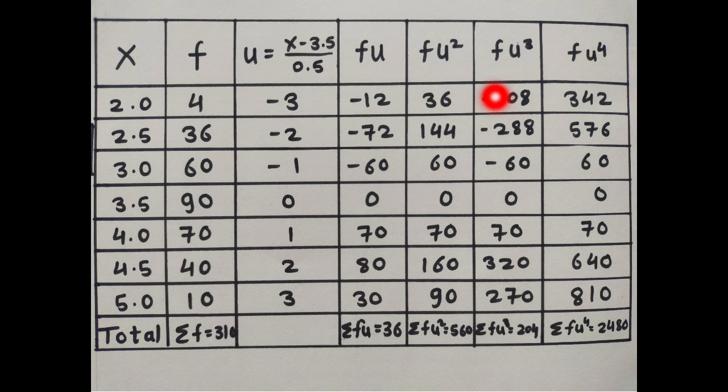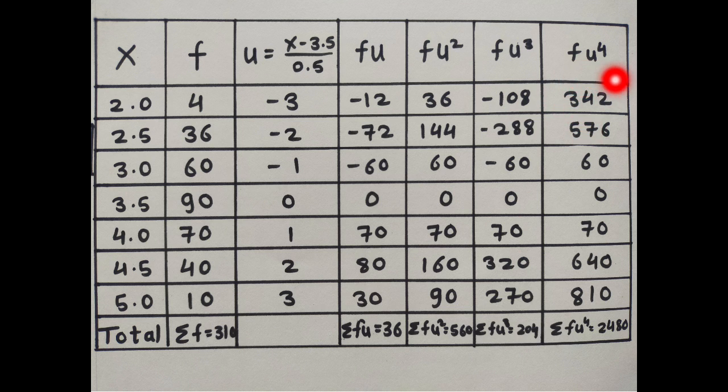For the next column, fu cube, we make the cube of the u column and multiply with the frequency and write here, then we find fu cube, and here summation fu cube is equal to 204. Next column is fu raised to 4.